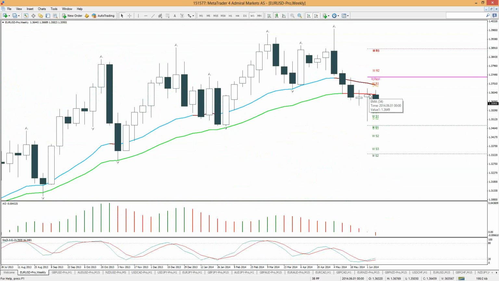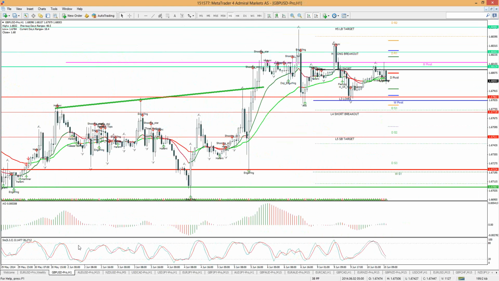Or maybe you meant it the other side. Let me take a look. I'm not sure in which direction you actually meant it. Pound is cracking. You probably meant to the downside, but I'm not 100% sure.